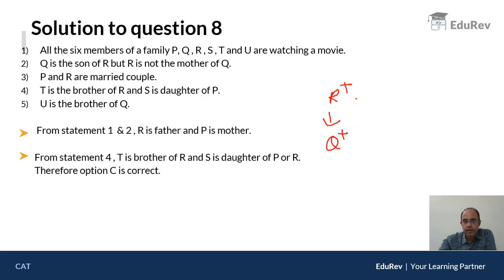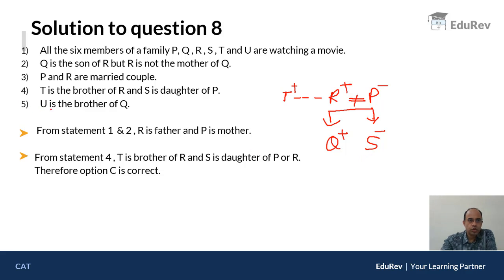P and R are a married couple. So the couple sign is this, equal between P and R. Now since R is male, R is the husband. Therefore P has to be the wife. P is the mother of Q and the wife of R. T is the brother of R, same generation. T is the brother, brother means male, so a plus sign. S is the daughter of T. It means R and T have got one more child, S, but she is a female, so a negative sign.